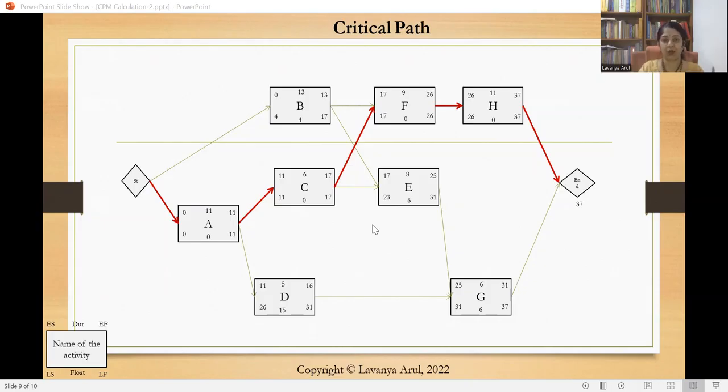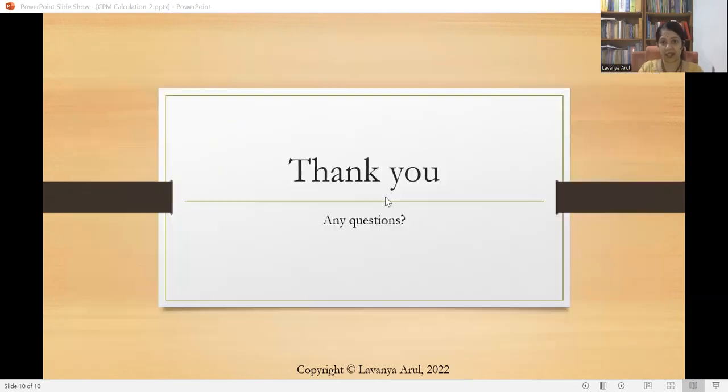And how did we work that out? When we add all the paths, the longest path will be taken as our critical path. Hope this makes our understanding clear.